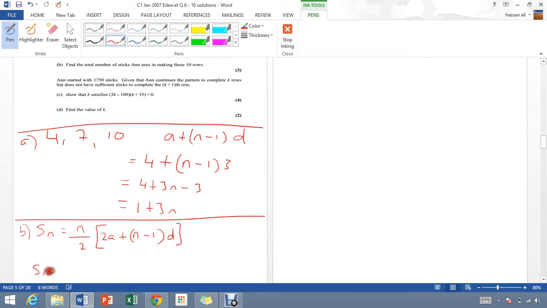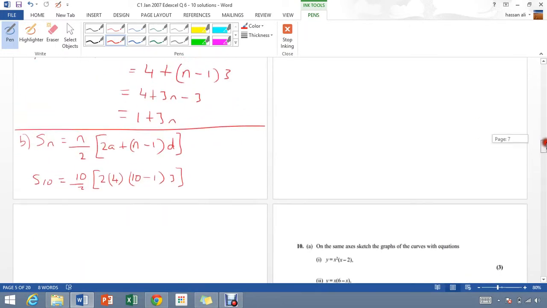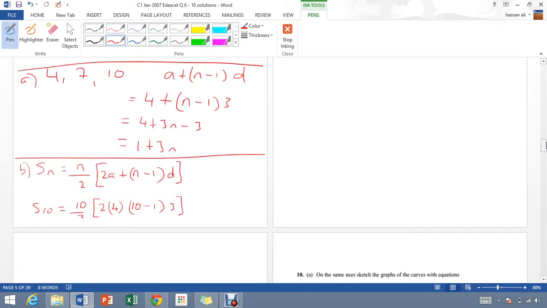So S10 will equal 10 over 2, and then you're times-ing that by 4, because that's your first term, and your n, so we're using 10, and your difference is 3. Now if you simplify this, what you should end up with is S10 being 5 times 35, and then you should end up with 175.